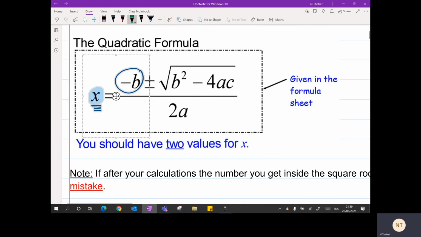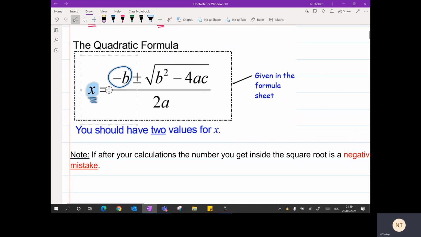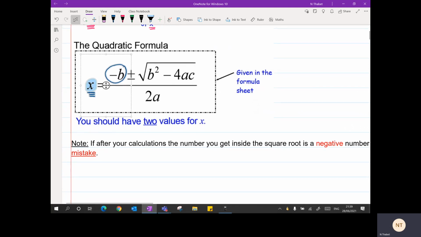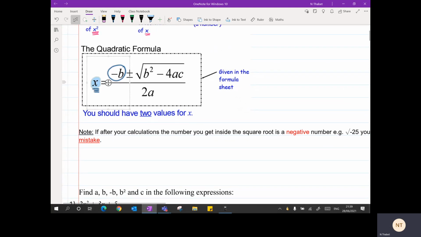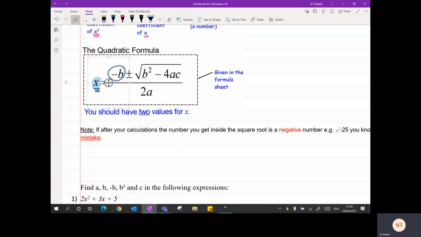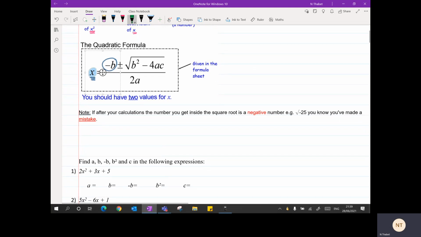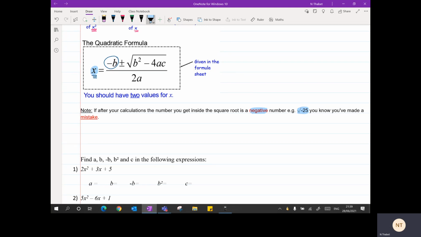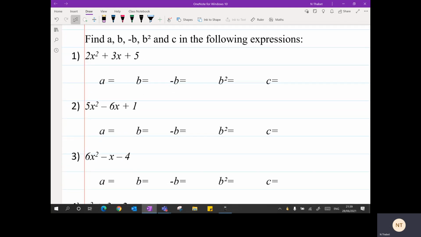It is very good if you are able to learn that formula. You should learn that formula, but it is given in your exam formula sheet. And you will always have two values for x. Now, just a note to say, if after your calculation the number you get inside the square root is negative, if you end up with a negative 25, for example, you've made a mistake and you'll certainly get a calculator error.